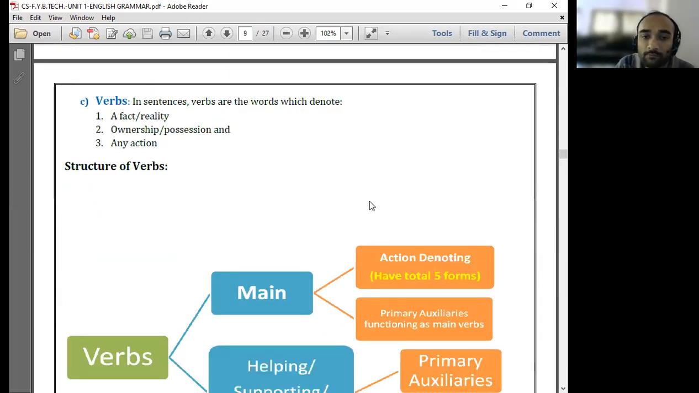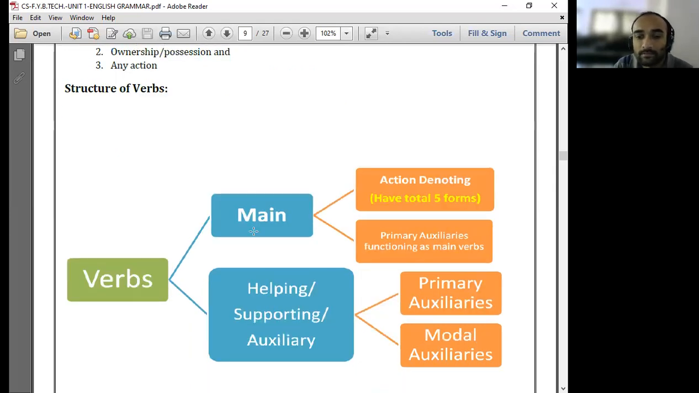We were discussing the verbs. So in the sentence we can see that a verb may denote a fact or reality. Then ownership or possession, malki किंवा ताबा, or we can use it for showing any action. Action of eating, action of studying. So these are some of the actions. We can denote them with the verbs.